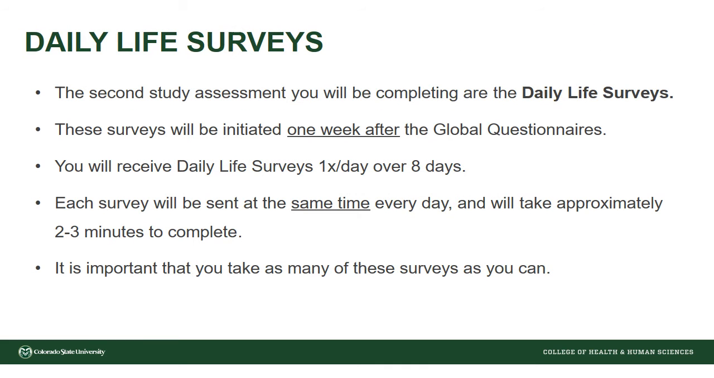Now let's move on to the second type of study assessments you will be completing, the daily life surveys. These surveys will be initiated 1 week after the global questionnaires. You will receive daily life surveys 1 time per day over 8 days. Each survey will be sent at the same time every day and will take approximately 2 to 3 minutes to complete. It is important that you take as many of these surveys as you can, as they will provide us with more information to better understand your daily experiences.